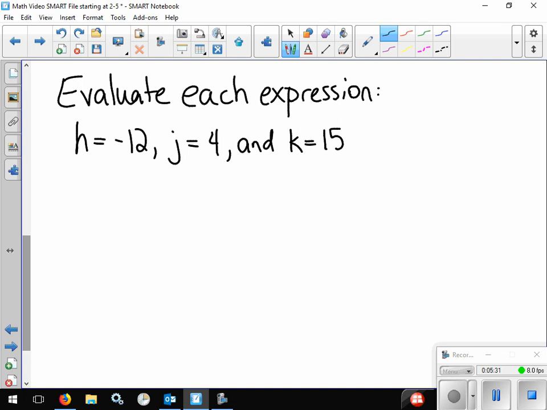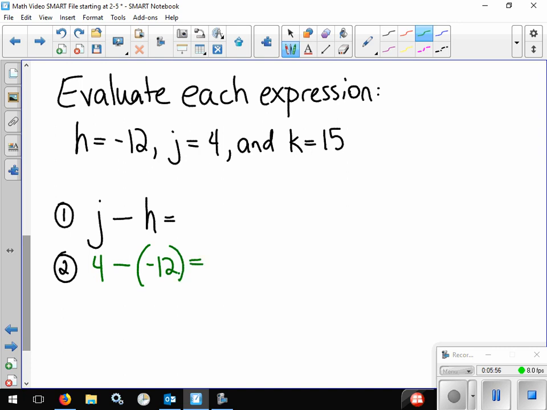What is j minus h? J minus h. That's my first question. All right, now I wrote the problem down. Now I have to plug in what j is. What is j? J is 4. Okay, and now I'm subtracting what? I'm subtracting h. So I'm subtracting a negative 12. Yes, write it like this because you're subtracting something. So you need to have minus a negative.